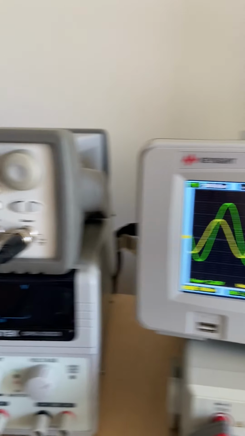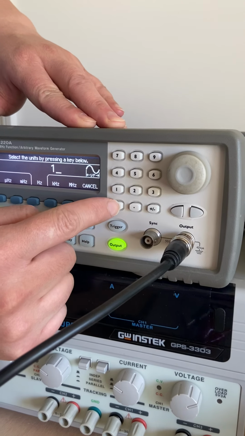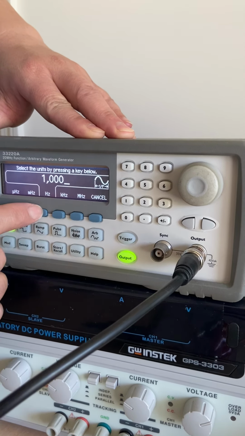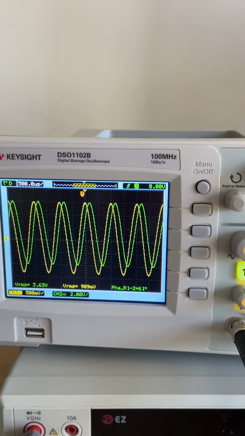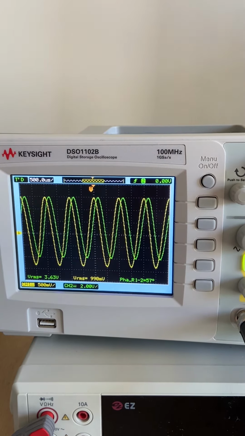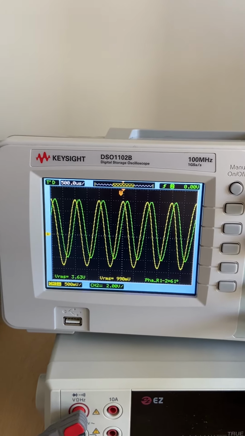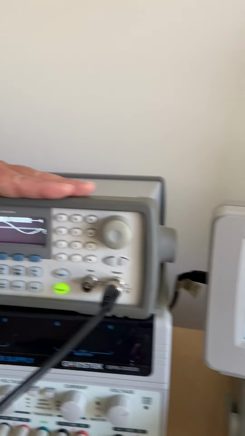I'm going to give you a quick idea of what's going on here. Now I'm increasing to 1000 hertz. I'm going to record all these numbers. Then next one I'm going to do 1500, then all the way to 10,000 with a step of 500.